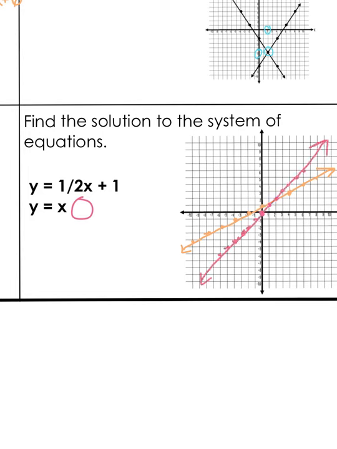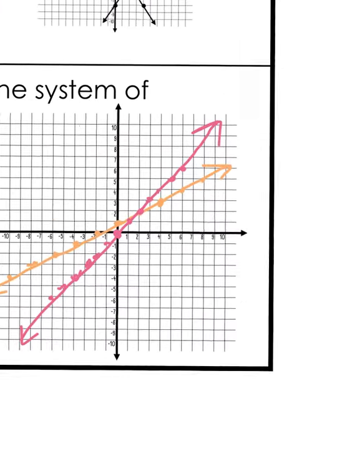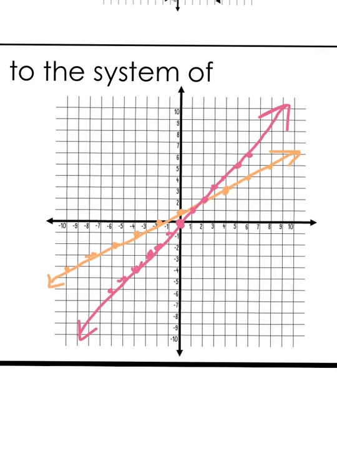All right, and this is why I was saying precision is important in using a ruler, because if we look at this graph, it looks like they intersect at multiple spots, but really they only intersect at this one point right here, which is (2, 2). So the solution of this system is (2, 2).